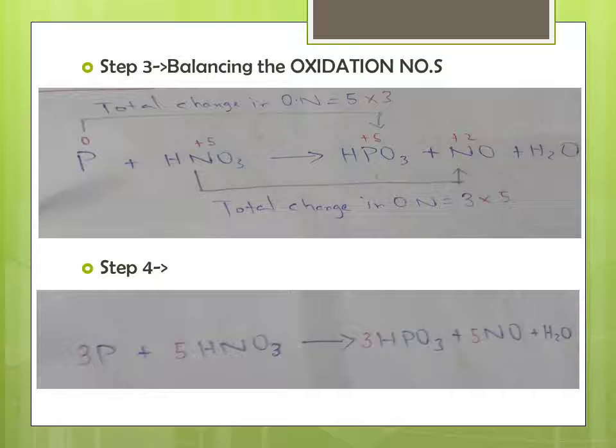Understood? In the fourth step, I am just writing what I had just described: 3 molecules of phosphorus give 15 electrons, which are accepted by 5 molecules of nitrogen, right? After that, you can see here in both the reactant side and the product side, I have multiplied by 3 in case of phosphorus, as done in step number 3, and downward, we have multiplied by 5. So now it is 3P plus 5 HNO3 arrow 3 HPO3 plus 5 NO plus H2O, and the reaction is totally balanced. Understood?